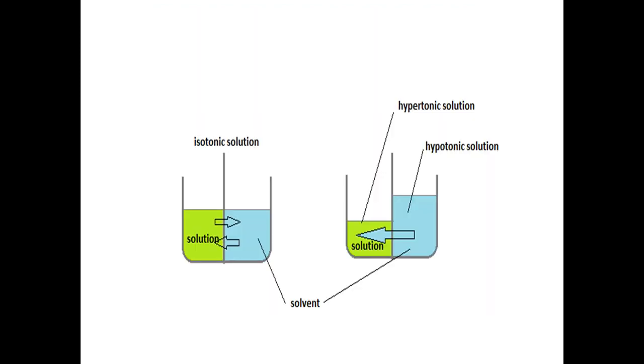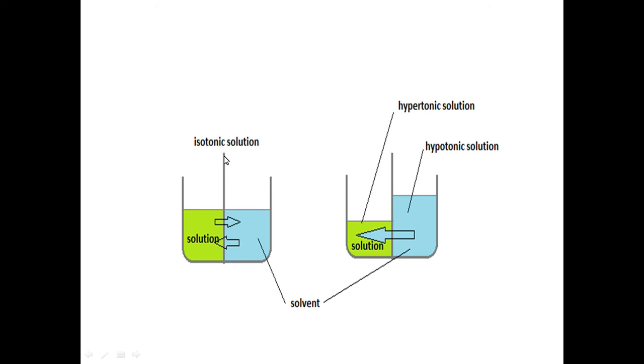Come to the next. So these are the different kinds of solutions based on concentration of solute. If two solutions have the same concentration of solute and solvent, then they are called isotonic solutions. For isotonic solutions, if there is a pi 1 and a pi 2, then pi 1 and pi 2 both have the same values. Similarly, hypertonic and hypotonic I have already discussed. This middle line is called SPM, semi-permeable membrane.